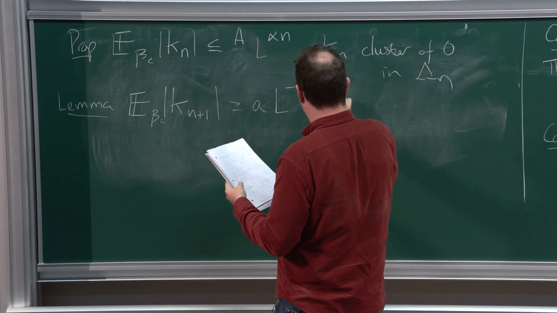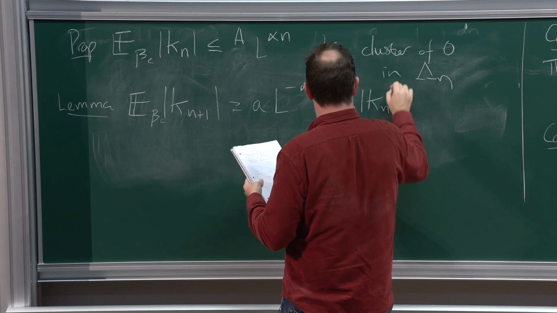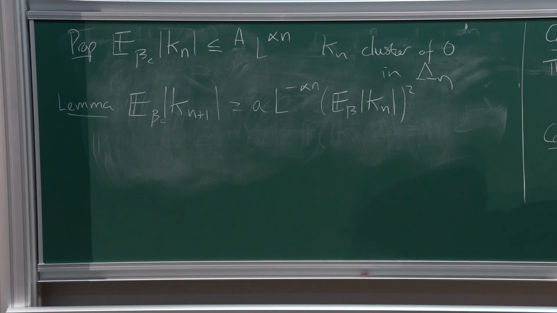L to the minus alpha n times the square of the quantity at the previous scale. Okay, why does the lemma imply the proposition?